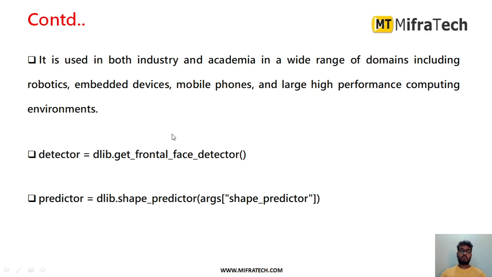We'll use mainly two inbuilt modules: get_frontal_face_detector, and one more is shape_predictor. This frontal face detector is mainly used to detect a face from an image or a webcam. From that you are going to detect a face, and we are going to use this get_frontal_face_detector. One more is shape_predictor, to predict the shape of a person's face. In order to find out the landmarks, we are going to use this shape predictor. So these are the two different inbuilt modules we are going to use in facial recognition and face detection applications.